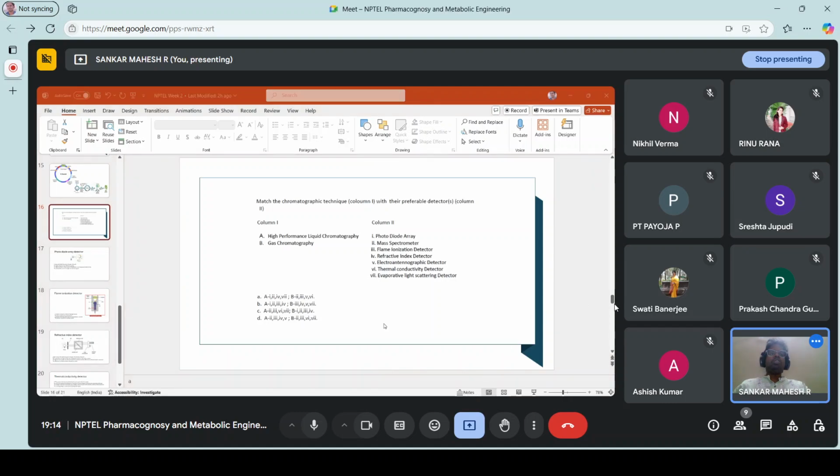So you can take a couple of minutes and think about what is so specific about gas chromatography, that the detector used in gas chromatography, this specific one, cannot be used in HPLC. You can think about that and then raise your hands.